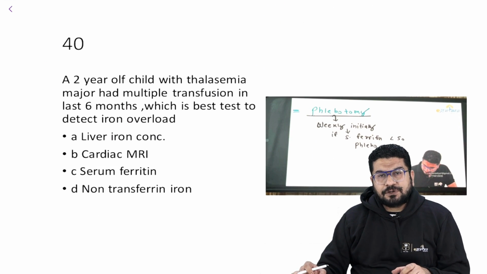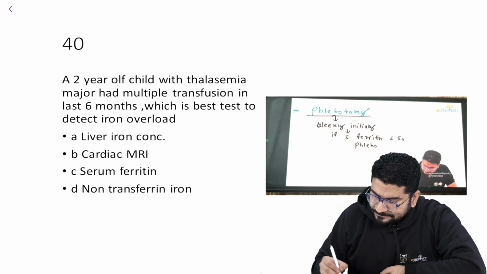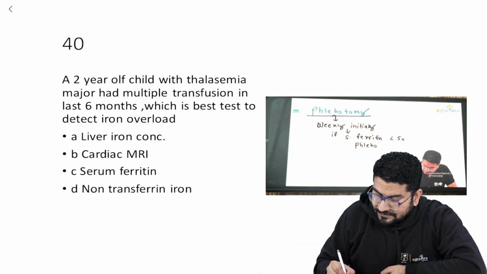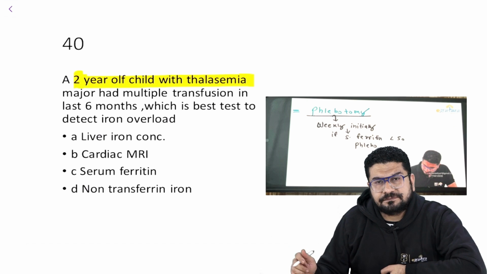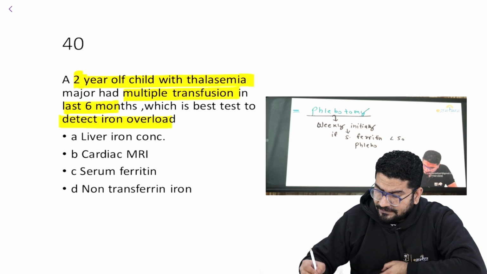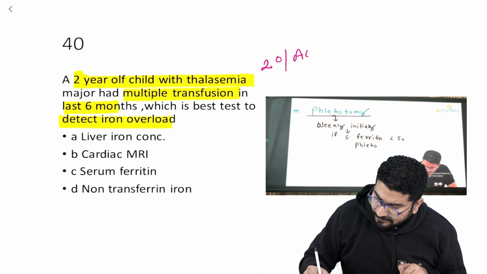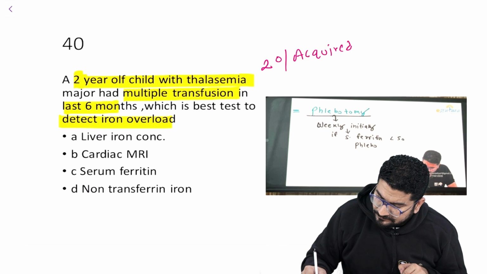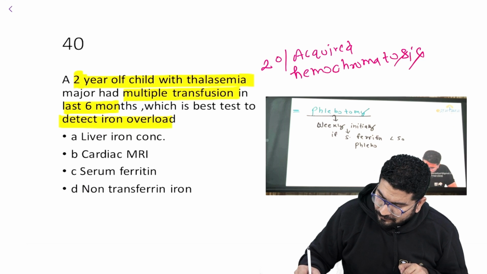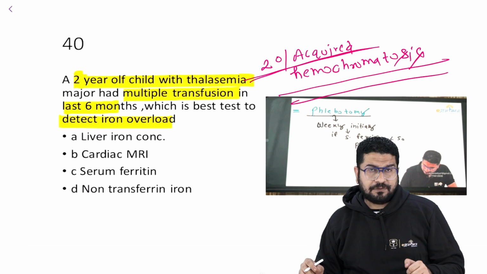Okay, then see, a 2-year-old child with thalassemia major had multiple transfusions in the last 6 months. So the first hint is a 2-year-old child with thalassemia. They have given you multiple transfusions, and the question is which is best to detect iron overload. So this is a case of secondary or acquired type of hemochromatosis. Remember, secondary or acquired type of hemochromatosis.